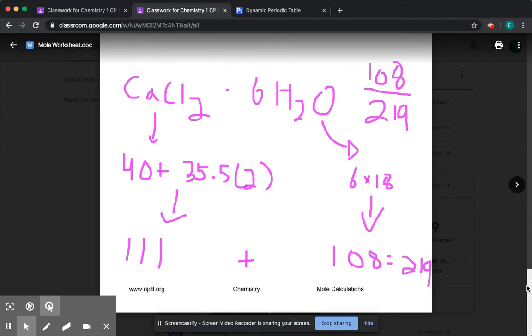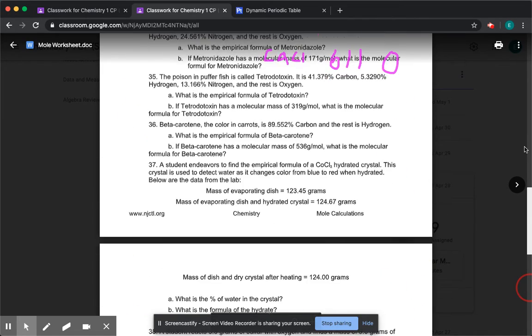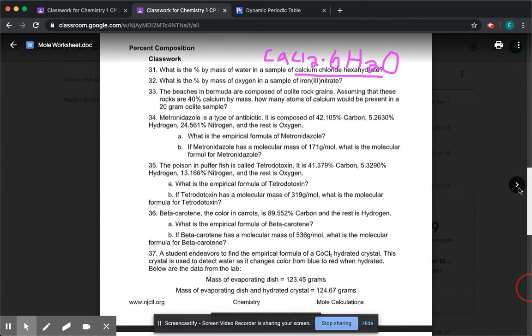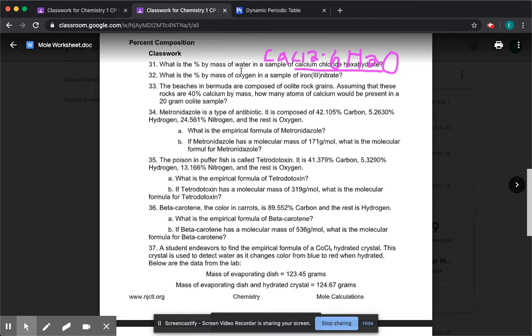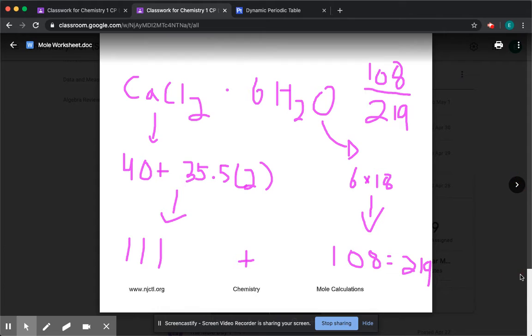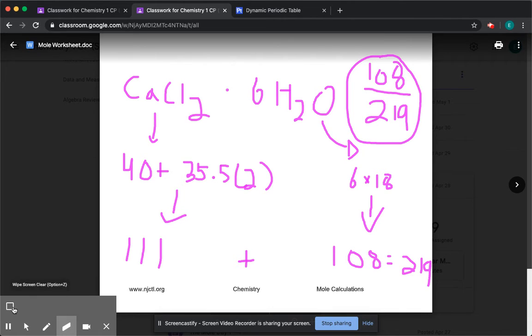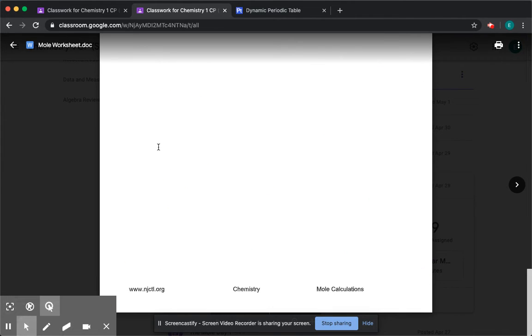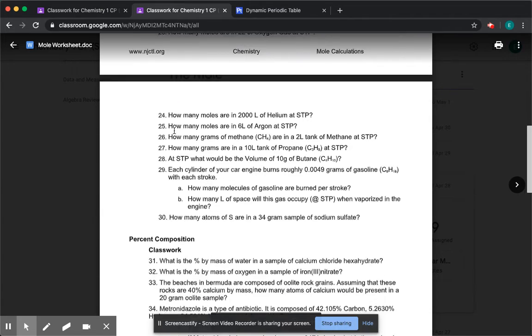Why is this your final answer? Again, what are we looking for? 31 asks us to find the percentage of mass of the water in the sample. The total from the water is 108. The total for the entire thing is 219. You need to take the water mass and divide it by the total, which would be 108 divided by 219. This will give you your final answer. That is the final answer for number 31.